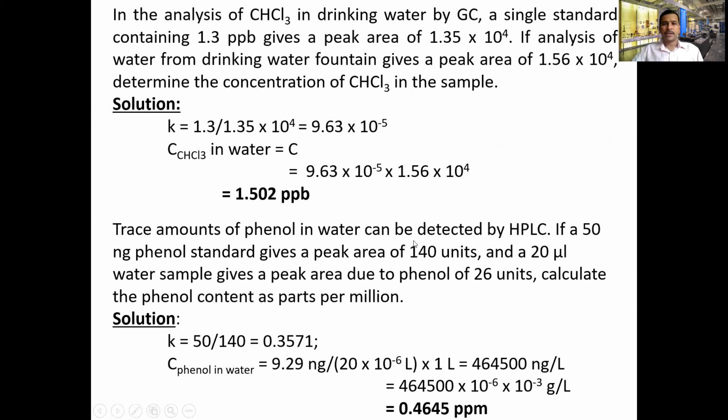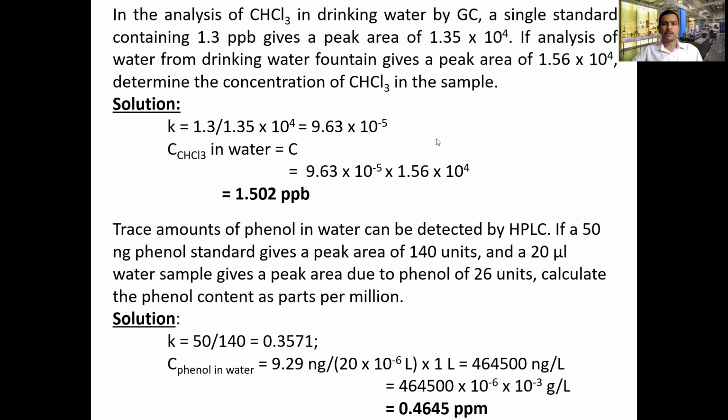This is in connection to gas chromatography. It was used to determine chloroform content in drinking water. So in the analysis of chloroform in drinking water by gas chromatography, a single standard containing 1.3 ppb (parts per billion) gives a peak area of 1.35 × 10^4. If analysis of water from a drinking water fountain gives a peak area of 1.56 × 10^4, what is the concentration of chloroform in the sample?